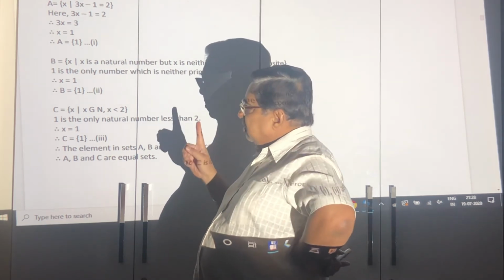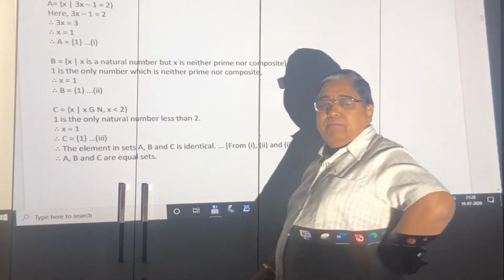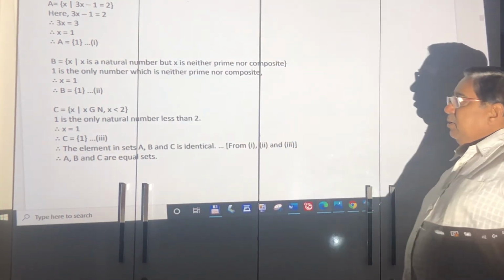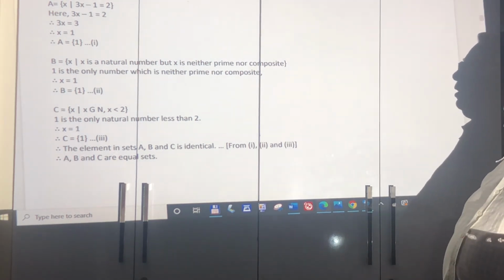Therefore, A, B, C, you can see, are equal sets. The number of elements is the same and the elements are also the same, the value of the element. Okay, so that is how we will write the answer in the exam.